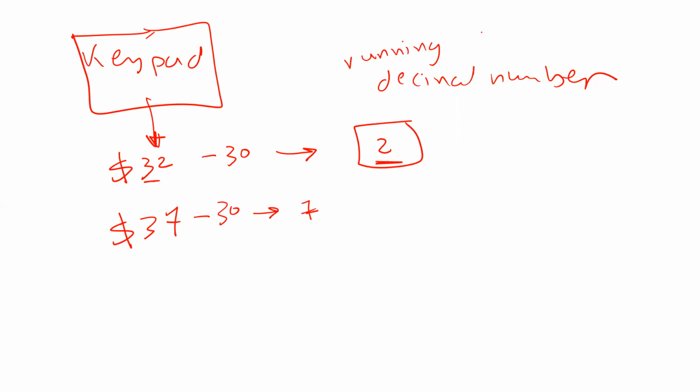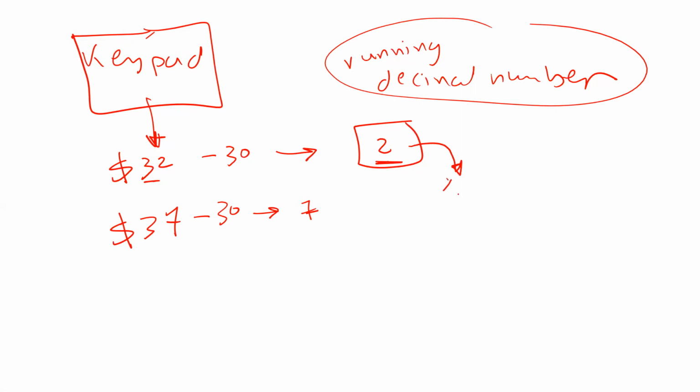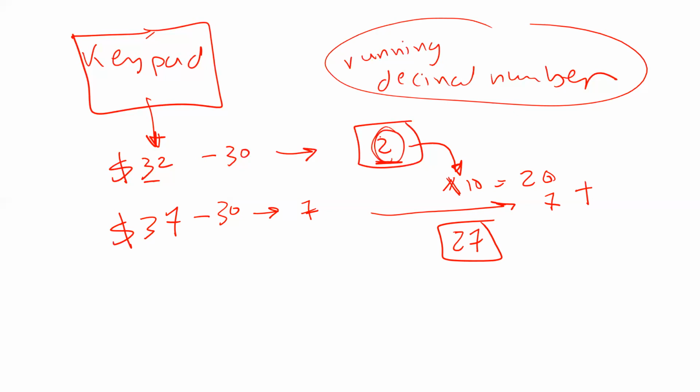So how can I make the running decimal? Now I have 2 and I have 7. I get the old value and multiply it by 10, so now it's 20, and then I add the new number, 7. Now I got 27, which is exactly true. You give me 2 and you give me 7. Do you get what I'm saying? When you multiply by 10, it's like a shift. This 2 was in the ones, and when I multiplied by 10, I moved it to the tens. And this 7 comes in the ones.